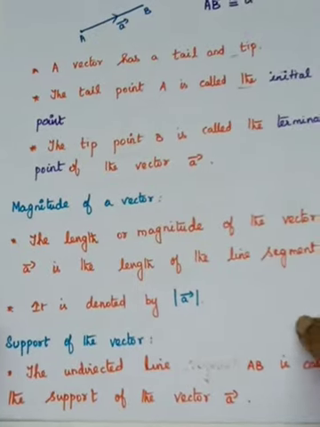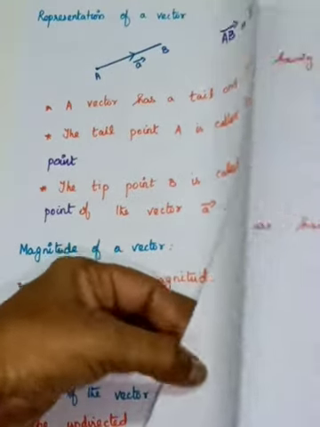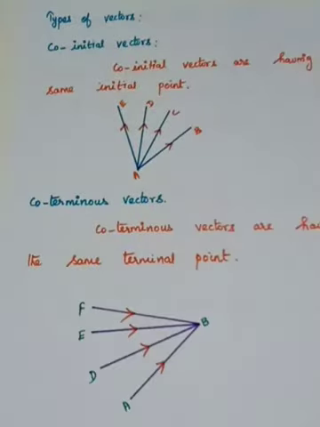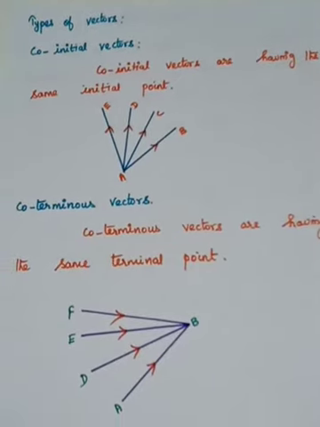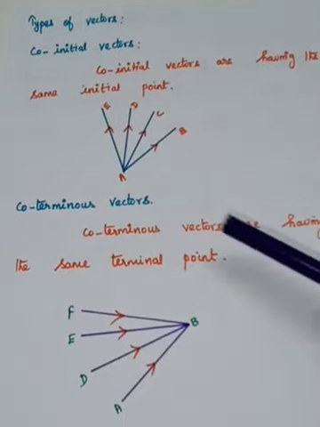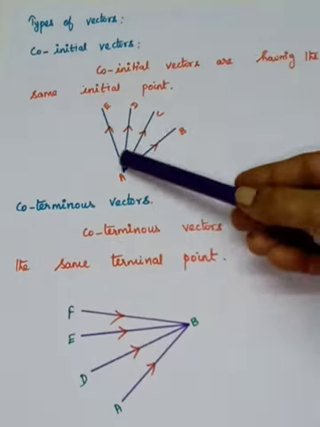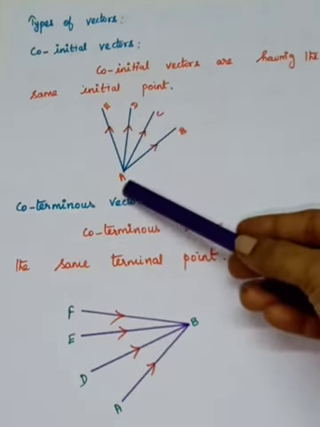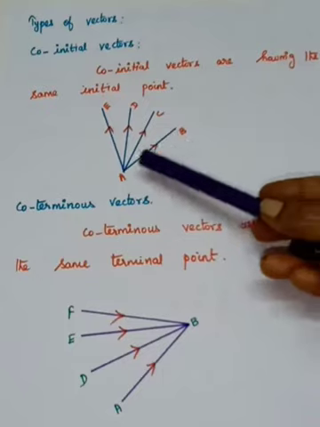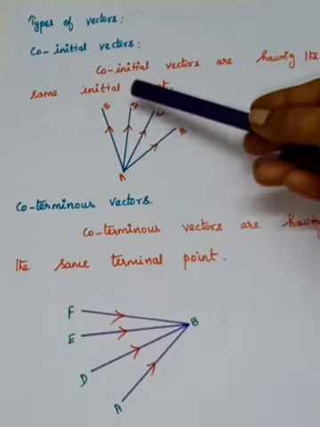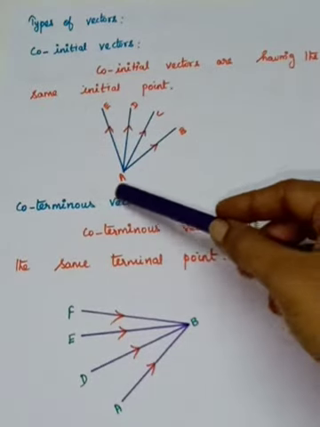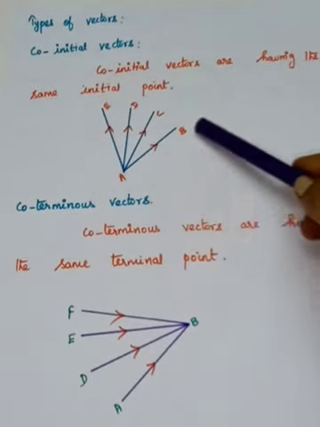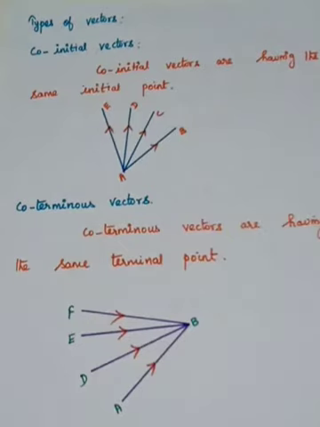So next one, we are moving to the types of vectors. You see, first one, co-initial vectors. The co-initial vectors have the same initial point. Here I have drawn 4 directed line segments. They are nothing but vectors. So vector AB, vector AC, vector AD and vector AE. All the vectors have the same initial point. Therefore they are called co-initial vectors.